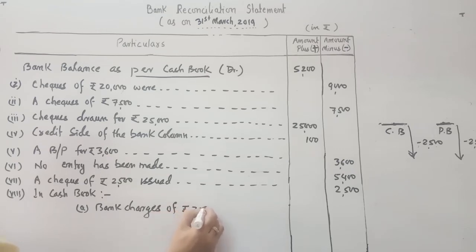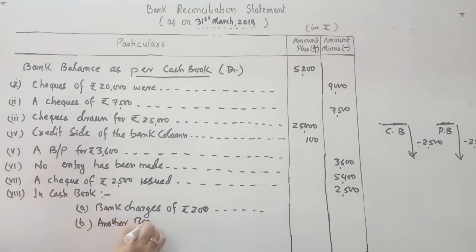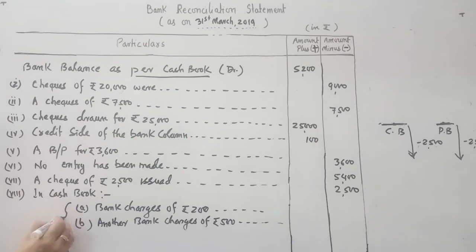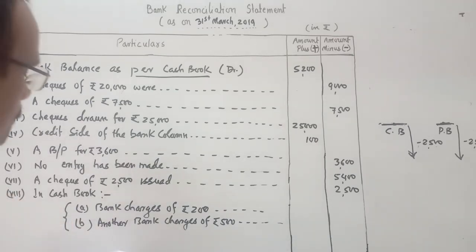You write the sentence. And B part is another bank charges of rupees 500. Completed. So I've divided this point of difference into two parts.